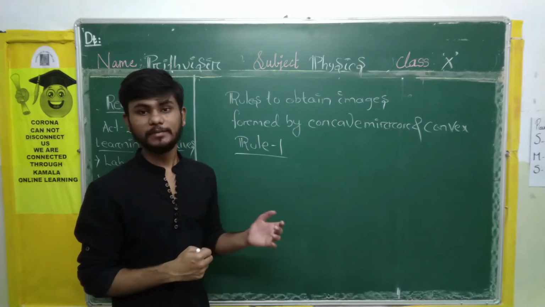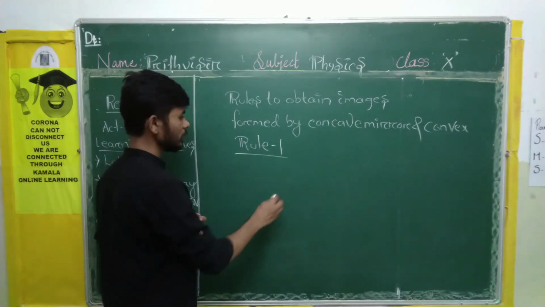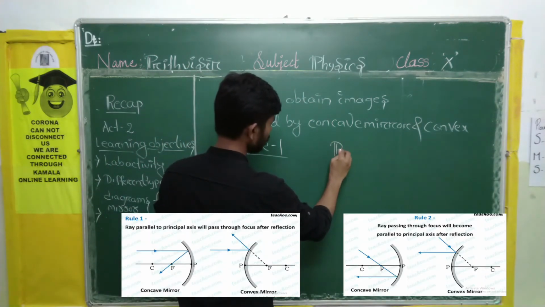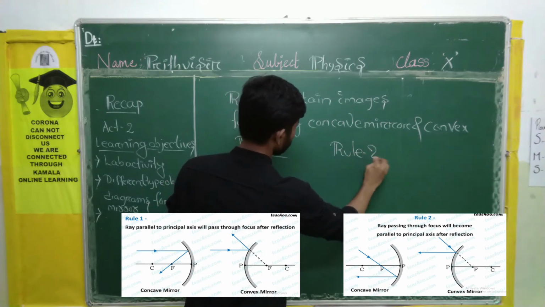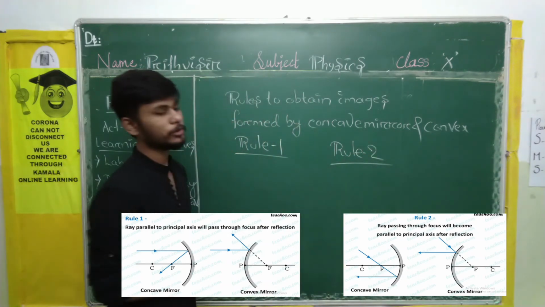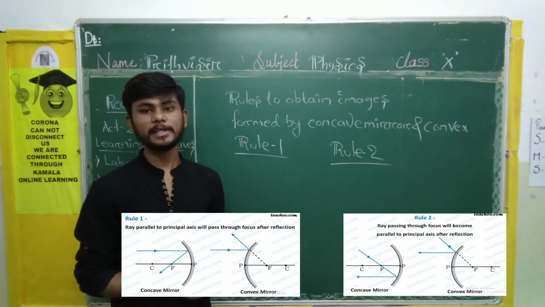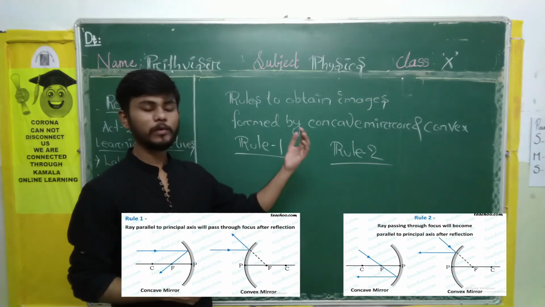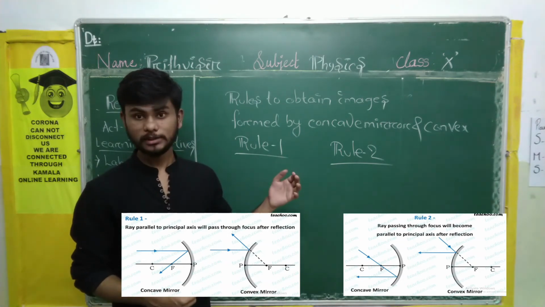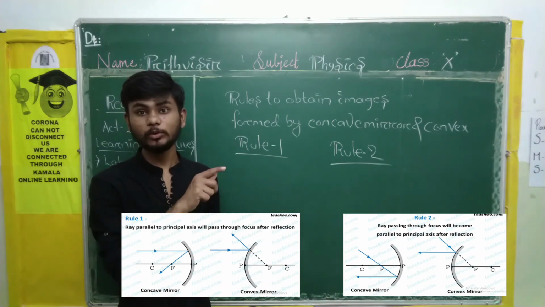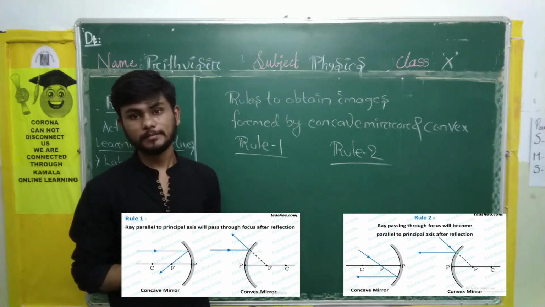The same way in the second rule, as you can see, rule number 2. What exactly is happening? Here the ray of light is coming through the focus but is deviating, but it appears to go by making a parallel angle.